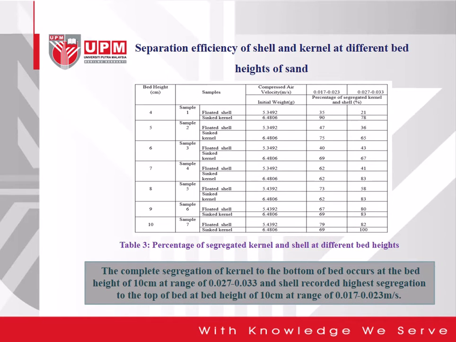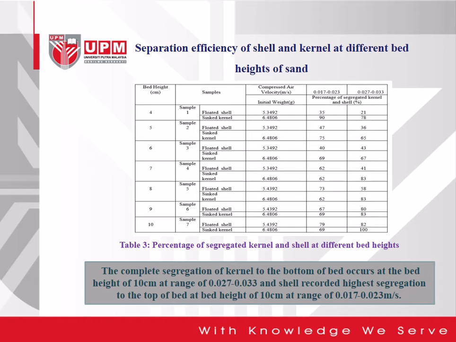Okay, moving on to the separation efficiency of shell and kernel at different wet heights of the shell sand. From table 3, we can see that complete segregation, which is 100% segregation of the kernel to the bottom of the bed, occurs at the bed height of 10 cm, at the range of 0.027 to 0.033, which is actually the range of minimum fluidization velocity for the kernel.